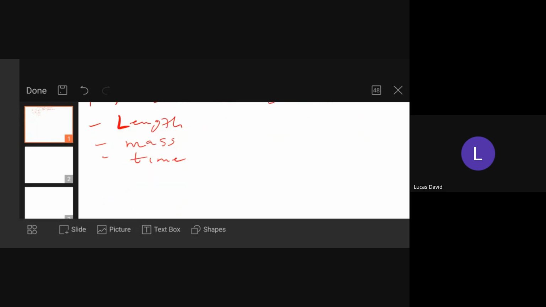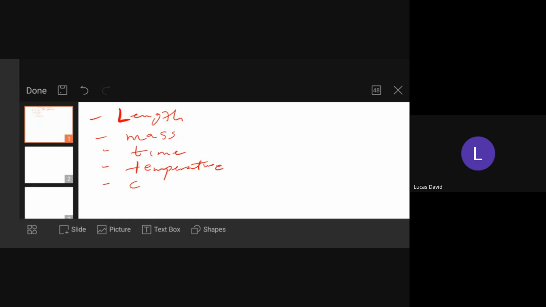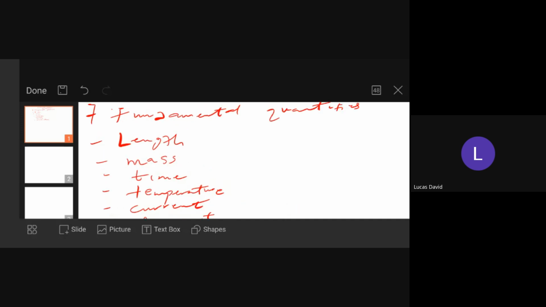Let me write that upward. We have temperature, we have current, we have luminous intensity, or let me write amount first, and then we have the luminous intensity. These are the 7 fundamental quantities we have.